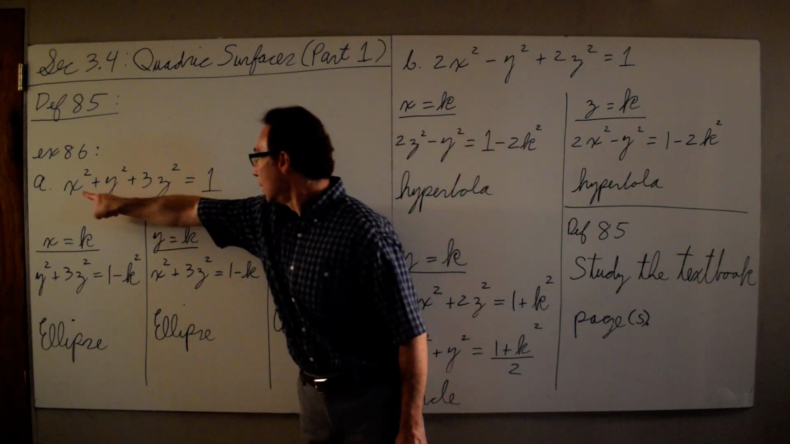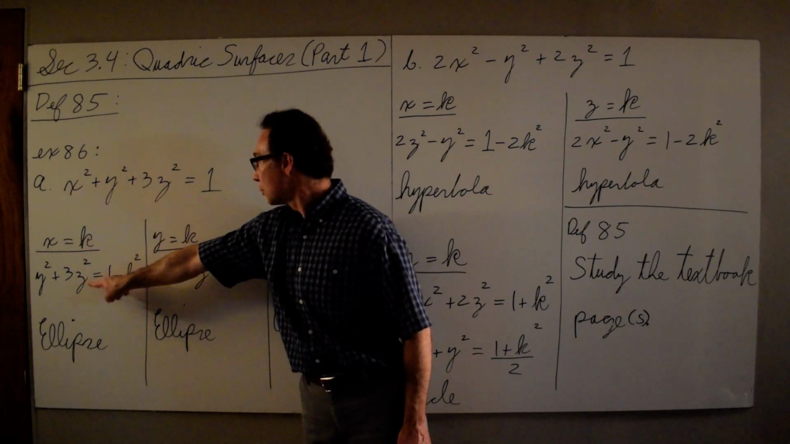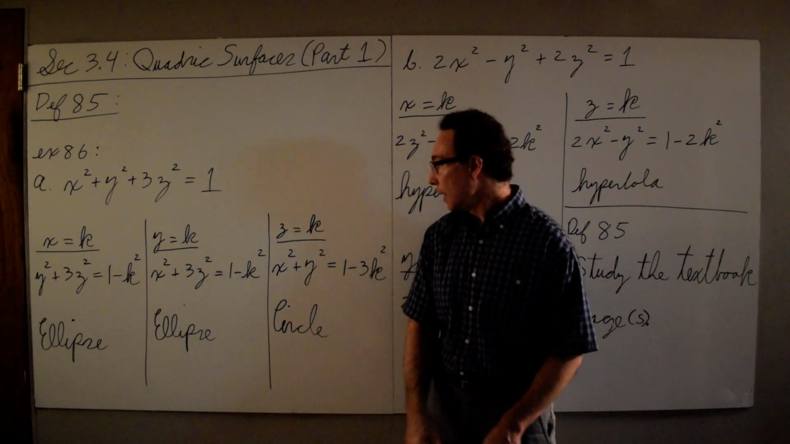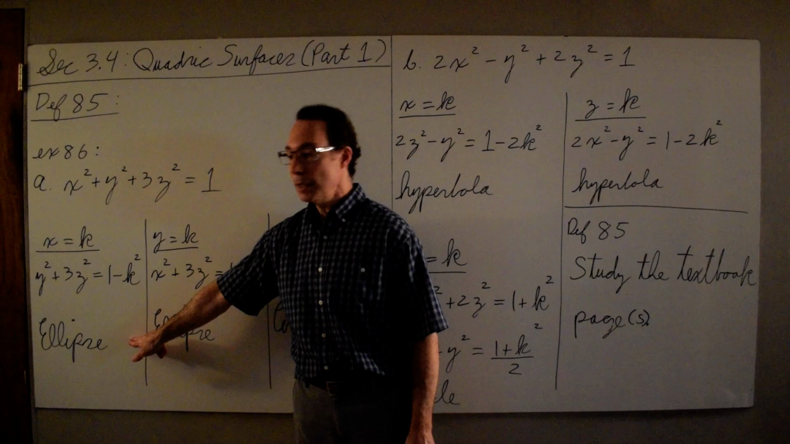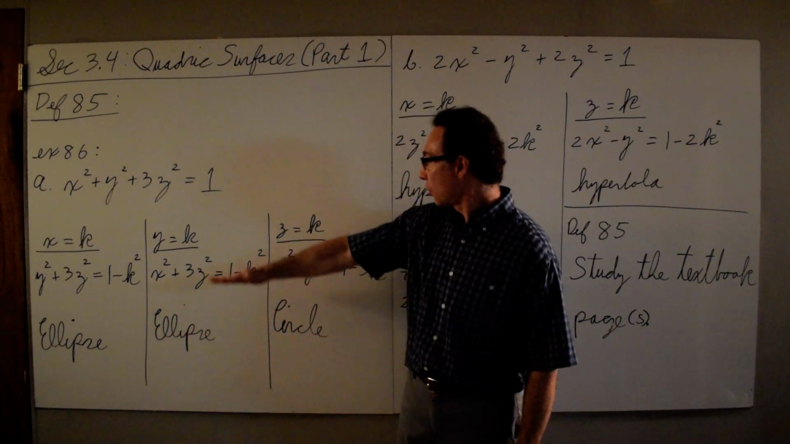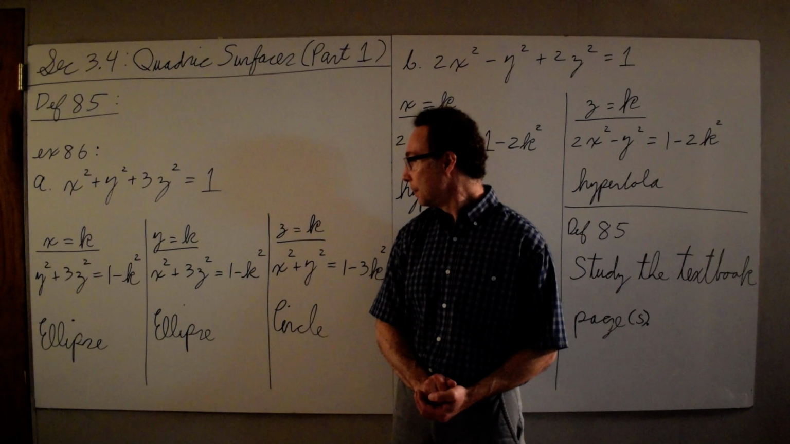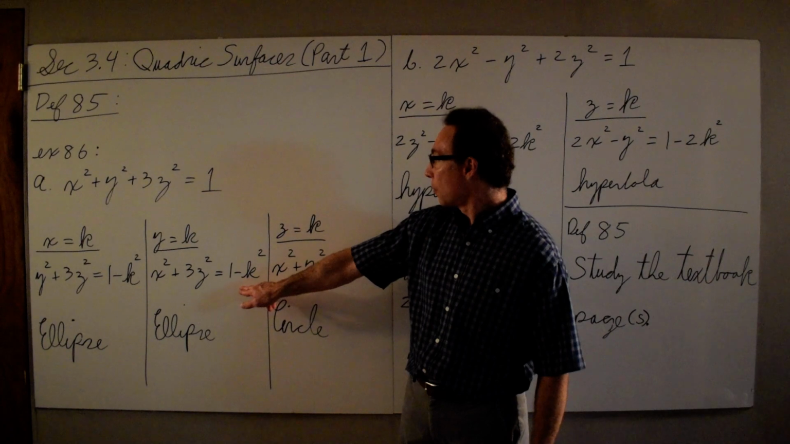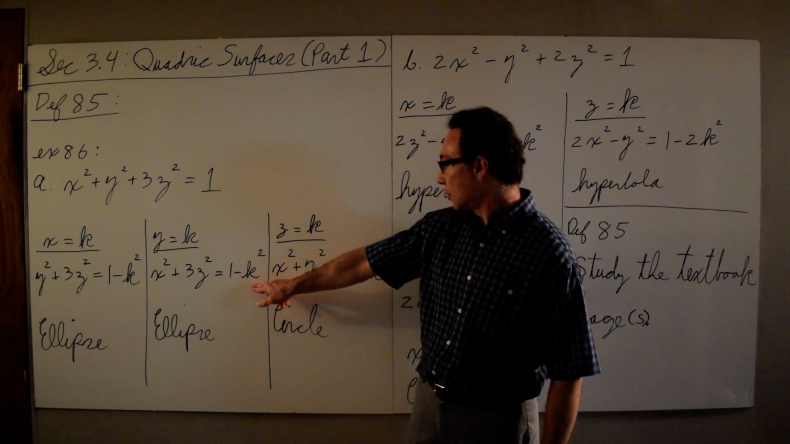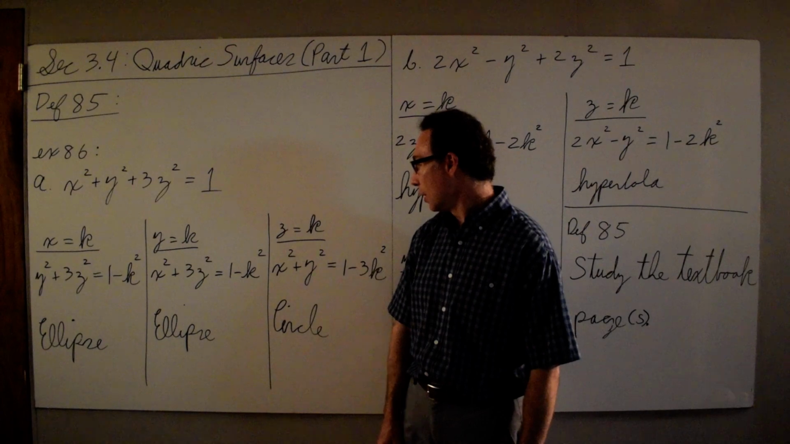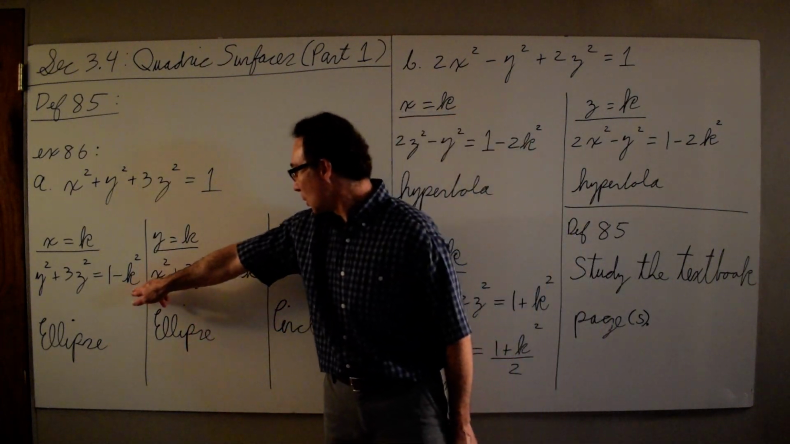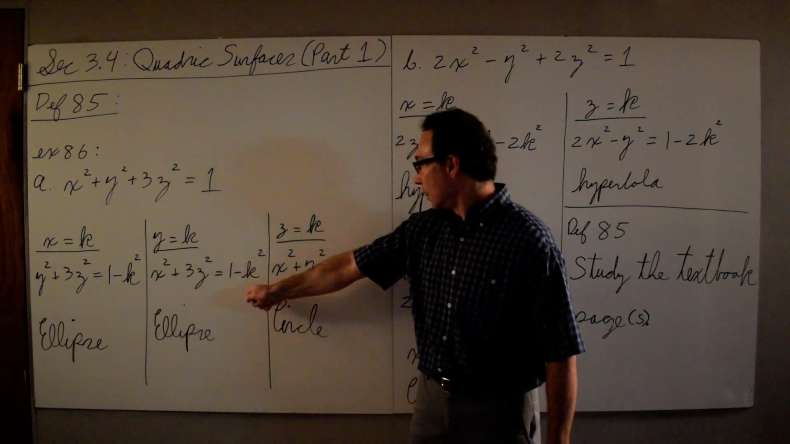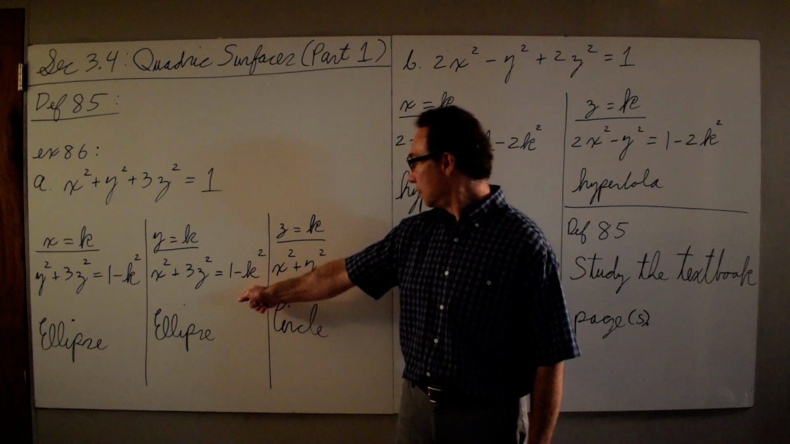When you substitute k for x, then we can rewrite this equation: y squared plus z squared is equal to 1 minus k squared. And this is an ellipse in the yz plane. Do a similar thing for y equal to k. Substitute k for y, and we have x squared plus z squared is 1 minus k squared. This is also an ellipse. It's essentially the same ellipse as this, it's just in a different plane. So this first ellipse is in the yz plane, and this ellipse now is in the xz plane.